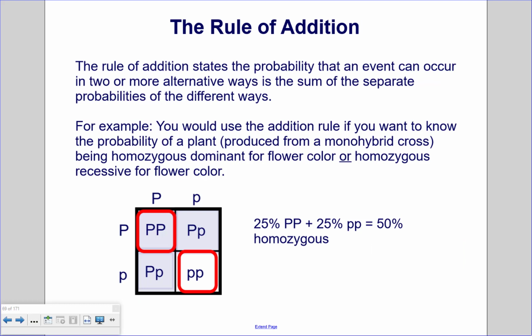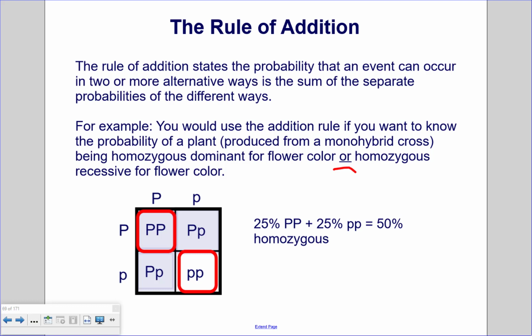The rule of addition. The rule of addition states the probability that an event can occur in 2 or more alternative ways is the sum of the separate probabilities of the different ways. For example, you would use the addition rule if you want to know the probability of a plant produced from a monohybrid cross being homozygous dominant for a flower color or homozygous recessive for flower color.